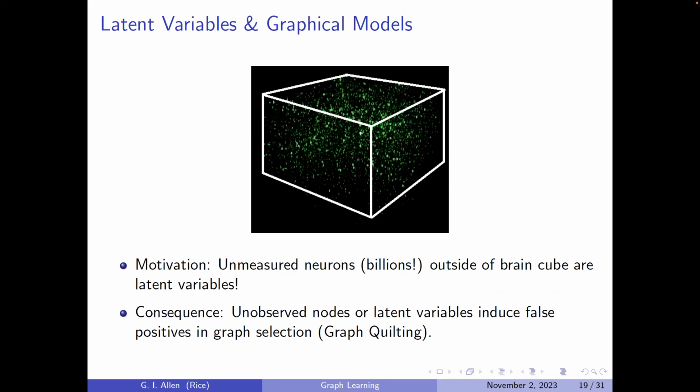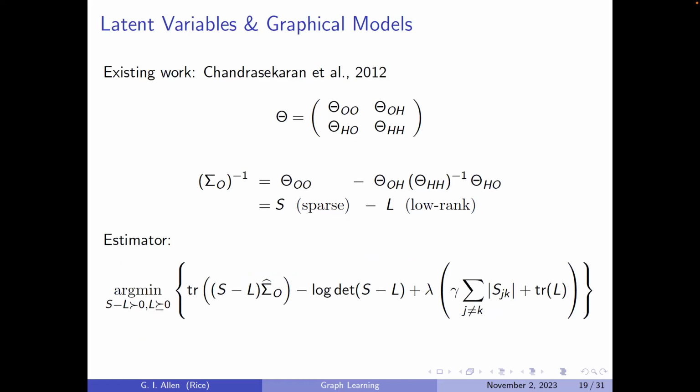As part of the graph quilting work, we showed that each of these latent variables induces false positives in the graph selection event. So we will estimate graphs with lots of false positives unless we deal with these latent variables.